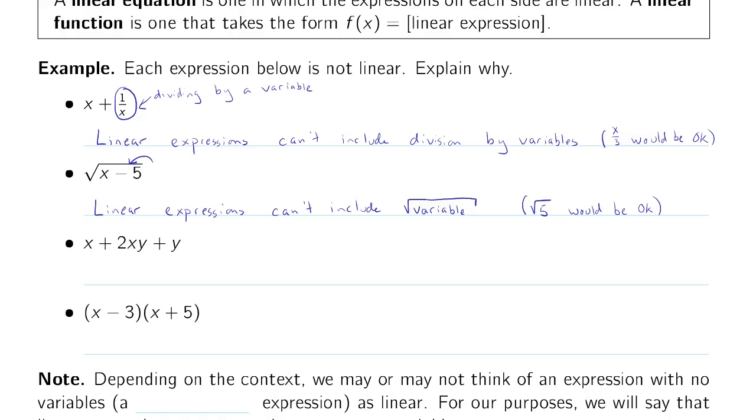In this next expression, the culprit is this xy term. In linear expressions, we can't multiply variables together. We could have 2x, we could have 2y, but we can't have 2xy. And finally, in this last expression, we're not directly multiplying variables together, but we are multiplying together factors that contain variables. And so variable expressions are still being multiplied together.